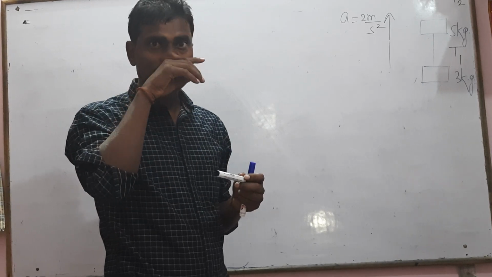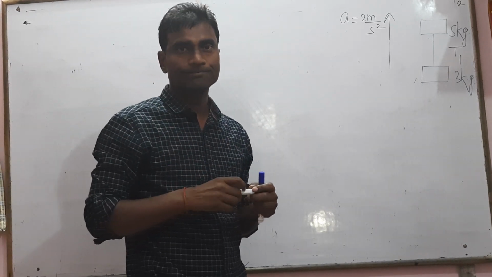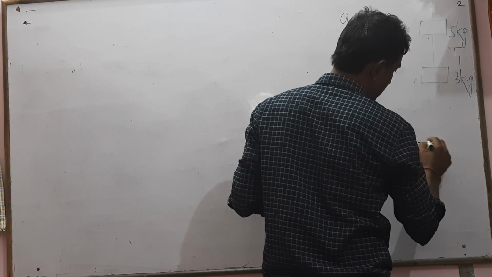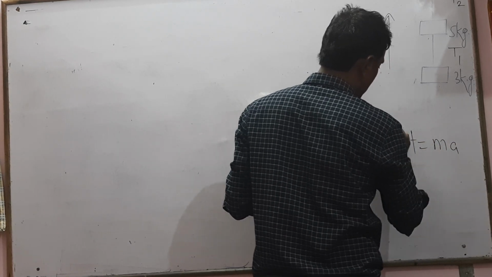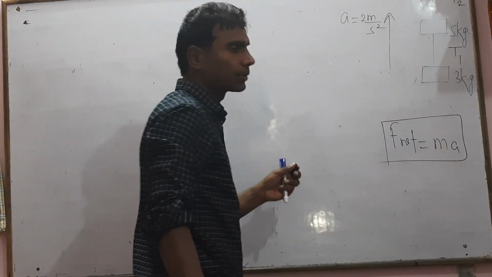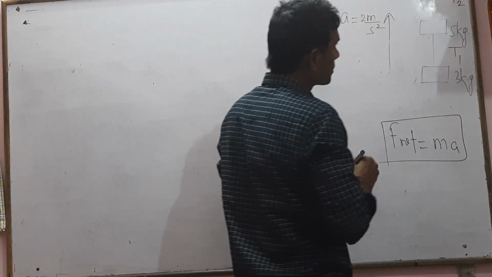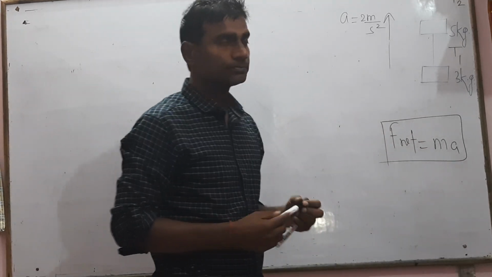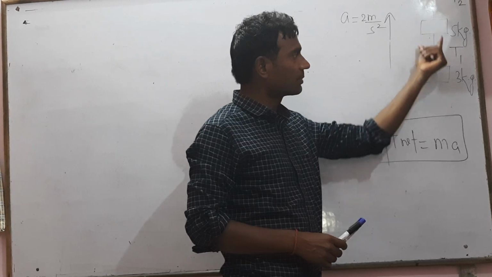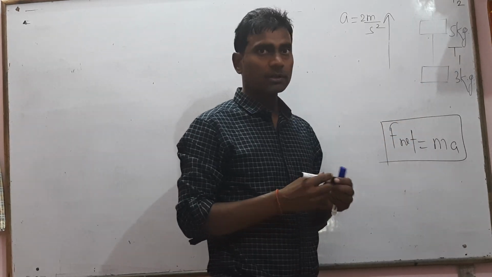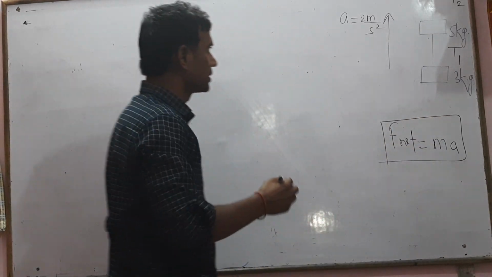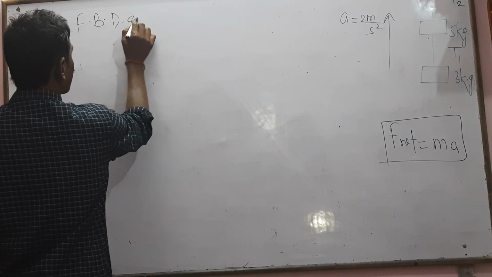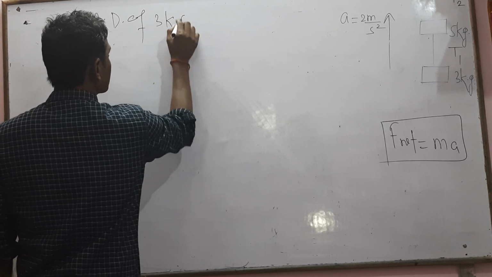Newton's second law, we can say F net equal to m into a. This is Newton's second law. So we are trying to find out the tension T1 and T2. We need the FBD of 5 kg and 3 kg. First, we are calculating the FBD of the 3 kg.